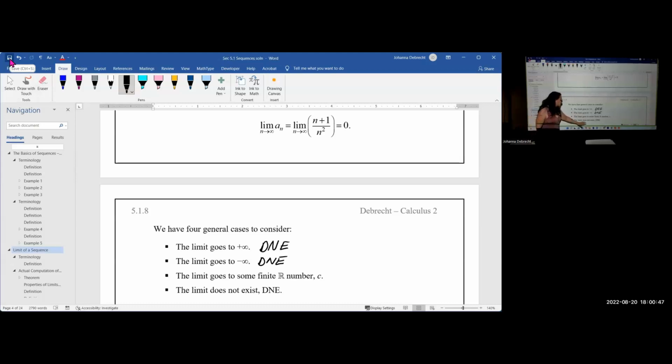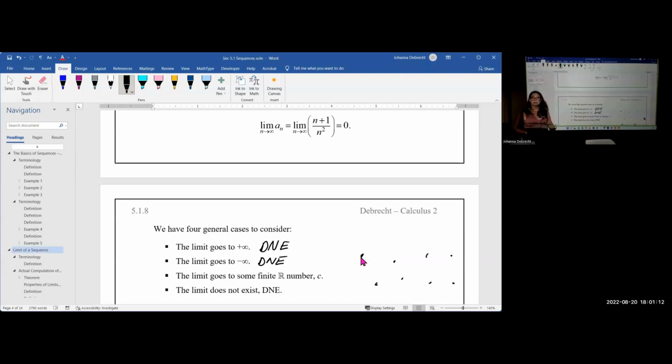And the last possibility is that it doesn't exist, but it doesn't go to infinity or negative infinity. Now, when might this happen? Well, it could bounce around all over the place. It could go above, below, and never settle down or approach any one particular value. In other words, we could say it oscillates. So we have a sequence of numbers and it just oscillates. And it never gets closer to one particular value.